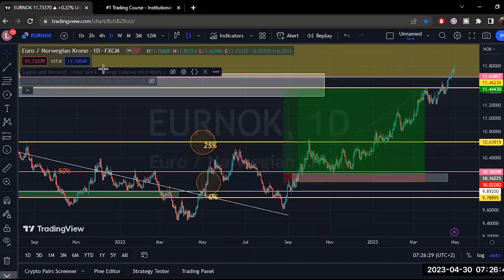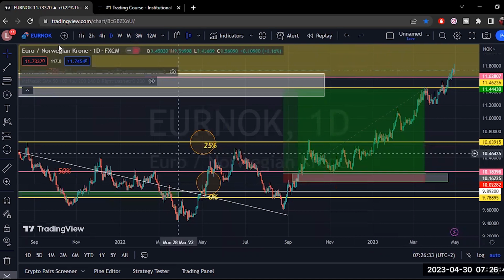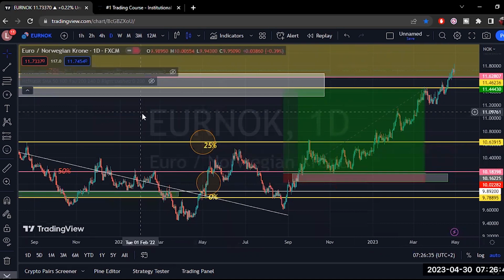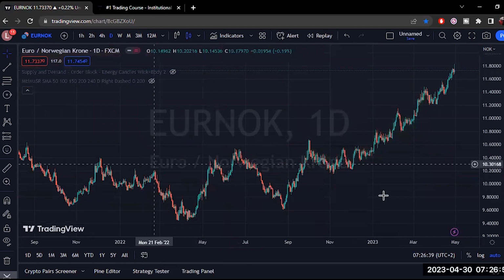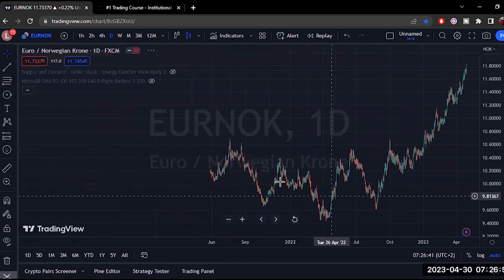Haven't been in it in a long time, and because we're coming back here together for the first time, I think we can actually remove all of this hard work as we start to map out some new trends today.